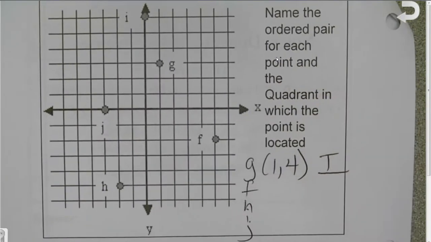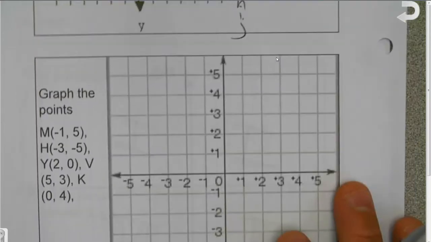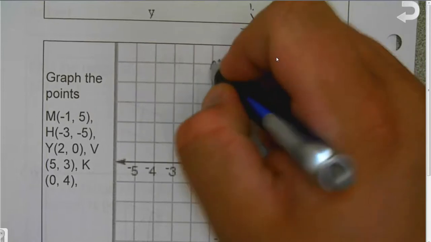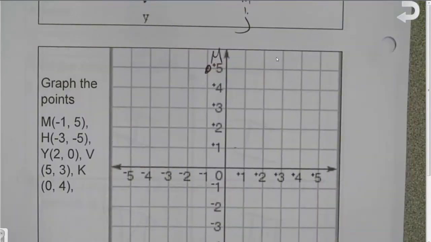Again, I'm doing this quickly because it should be a review. Graphing the points, that should also be a review. (-1, 5), I'm going to place M. So on your own time tomorrow, make sure you plot H, Y, V, and K and have that ready for class tomorrow as well.